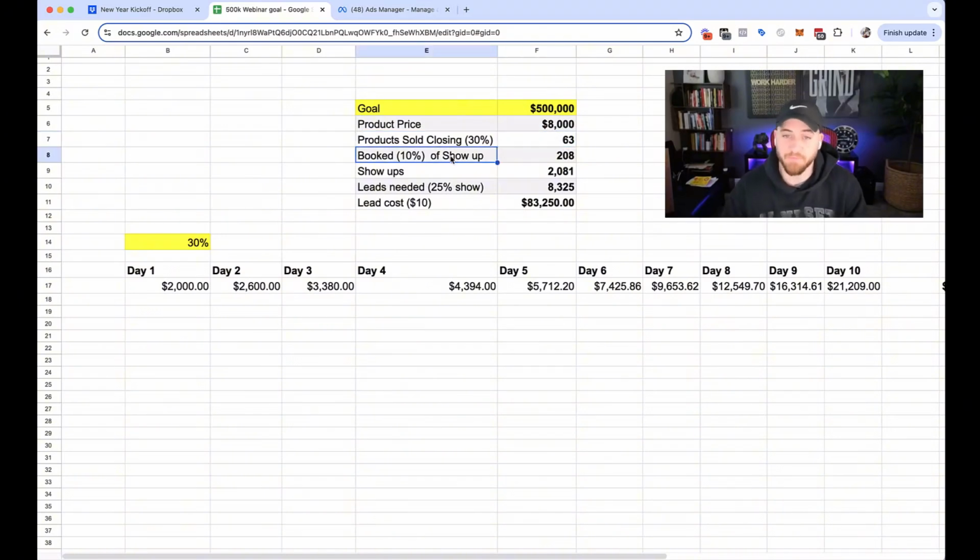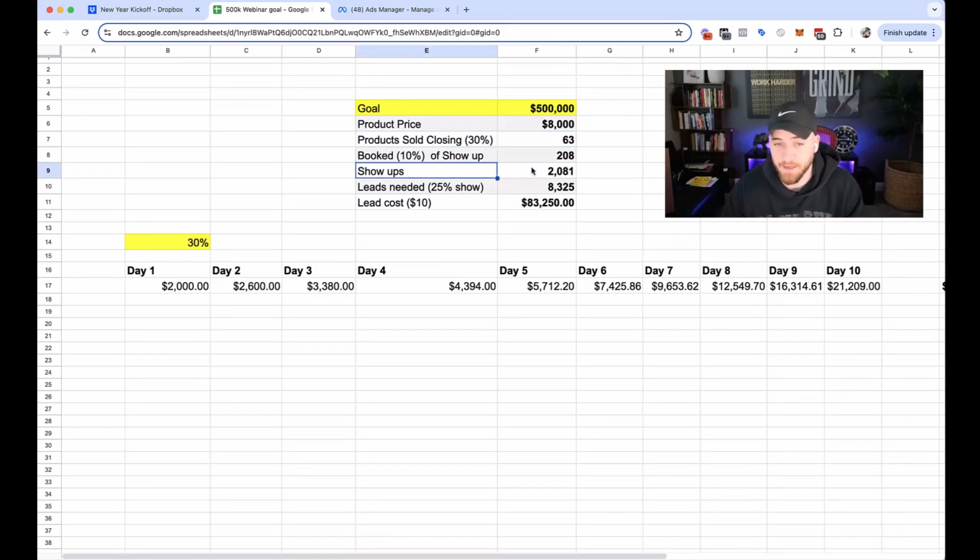Now booked, we usually book about 8 to 10% of the people that show up, right? Now this fluctuates a lot, right? So this is just going to be math. You want to make sure that you look at your own numbers, not necessarily these, because I have clients that will do like 20% booked, but they won't be able to get the same cost per lead. Every single webinar, every client is very different, right? So 208 booked calls we need from this webinar in order to hit 63 sold at 30%.